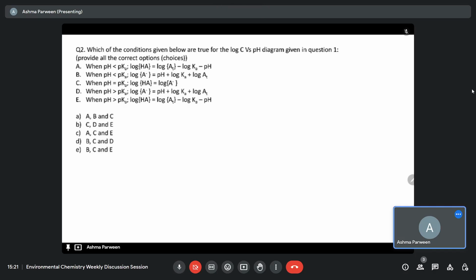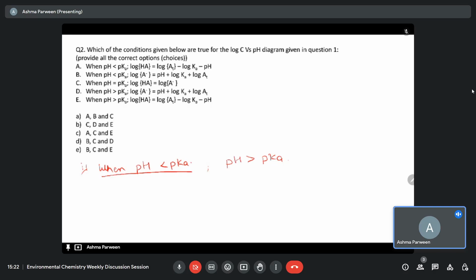So let's see how to find out these relations. We have three cases. First one is when pH is less than pKa, and second will be pH equals pKa, and the third will be pH greater than pKa. So we will see when pH is less than pKa.